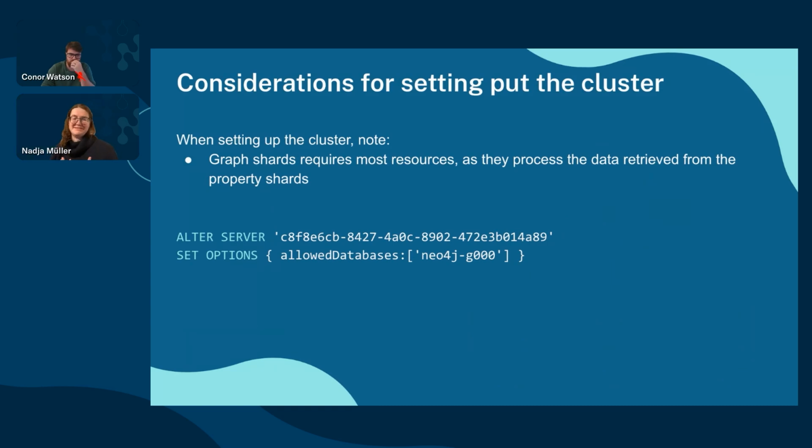If you're setting up a cluster, there's one thing to keep in mind. The graph shard typically requires more resources than a property shard, as they also process the data retrieved from the property shards. And the way you can do that is by configuring your server. So in the example below, we define that the only database that can be hosted on that server is the graph shard.